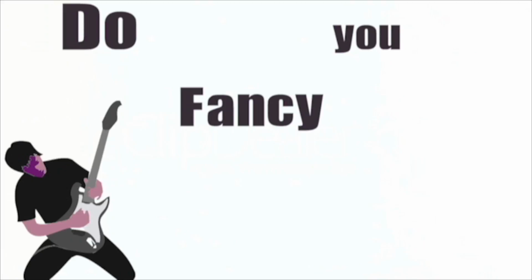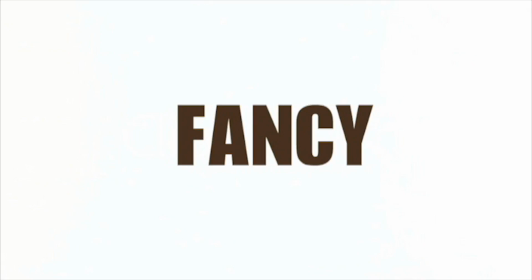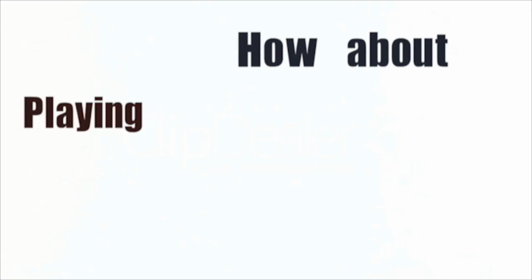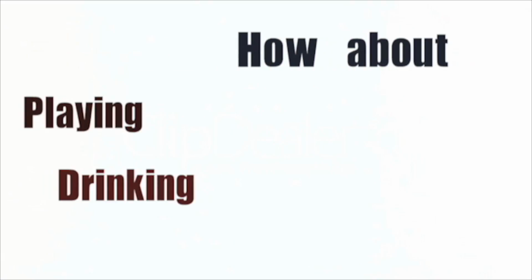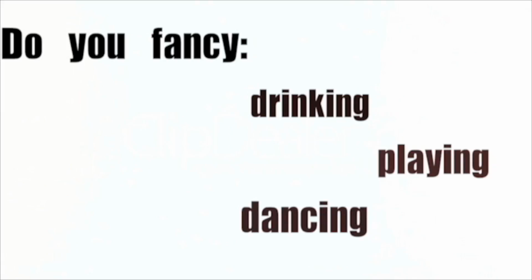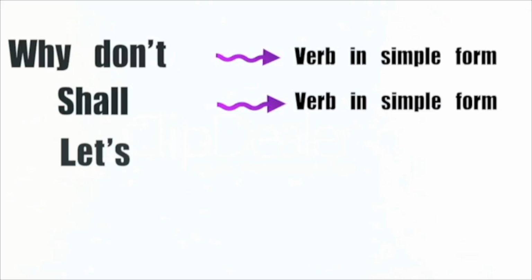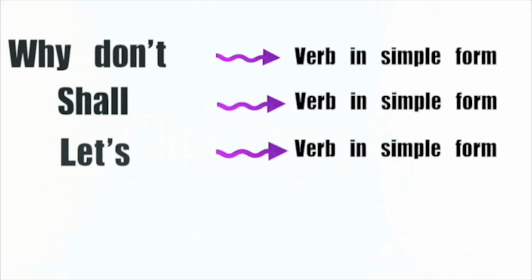Now don't forget, if we are using do you fancy, we need to use the verb with ing. Do you fancy playing? Or how about playing? How about drinking? Do you fancy dancing? Right? But if we use why don't you, verb in simple form, shall I or shall we, verb in simple form, let's, verb in simple form.